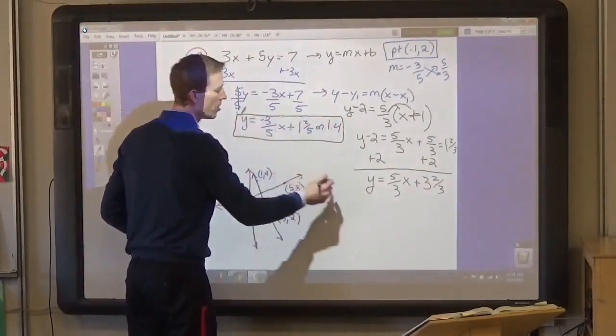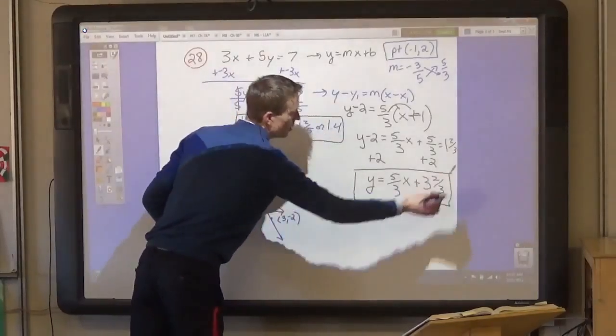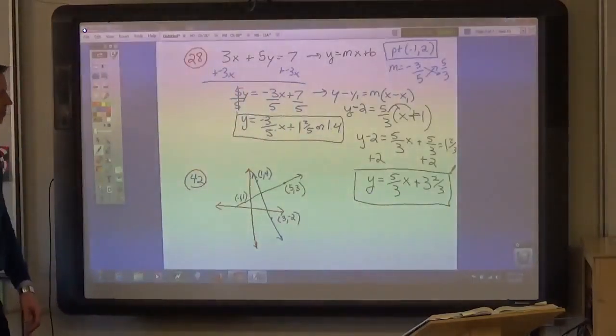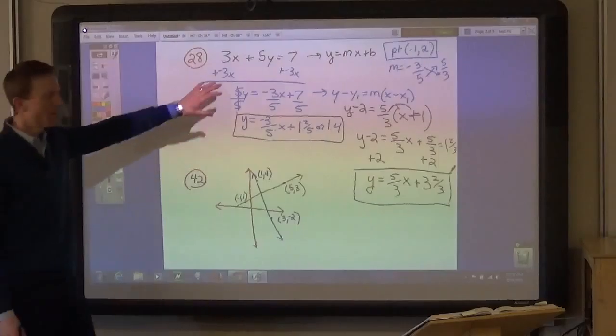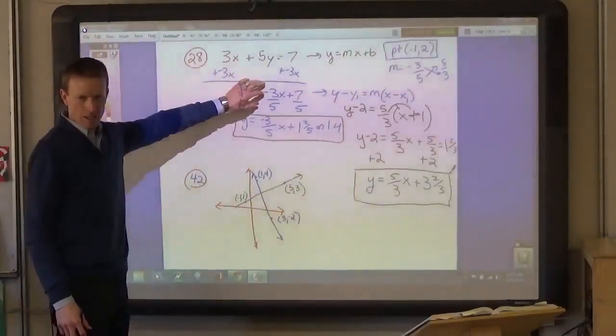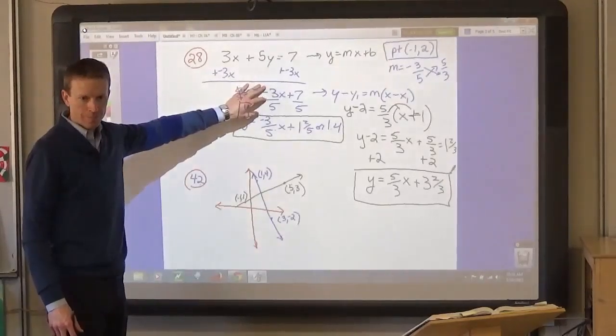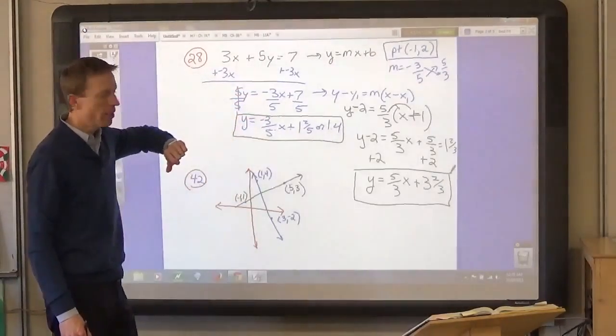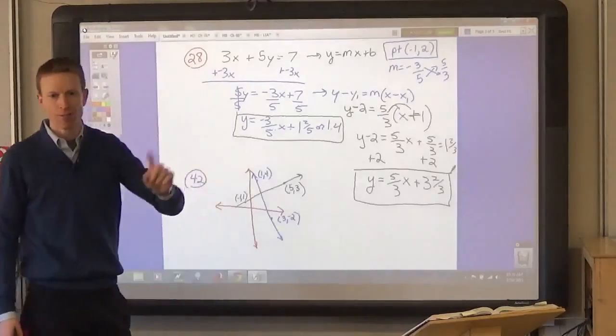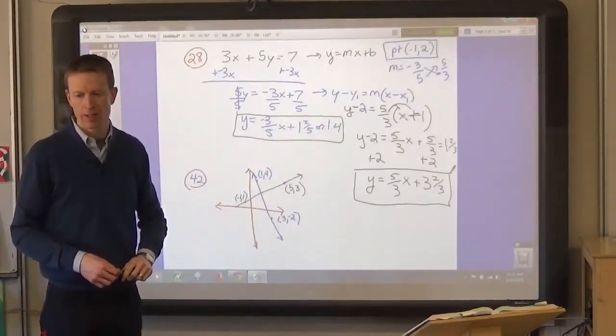So we have this equation and this equation. Okay? Any questions on these types of problems? You have to use the point slope, but first solve it for y to get the slope. Okay?